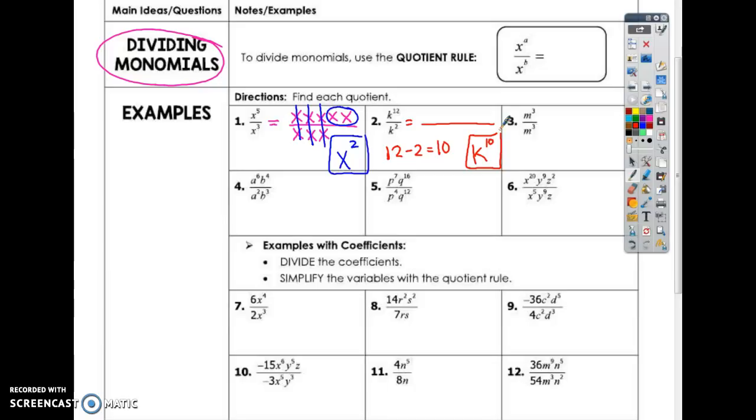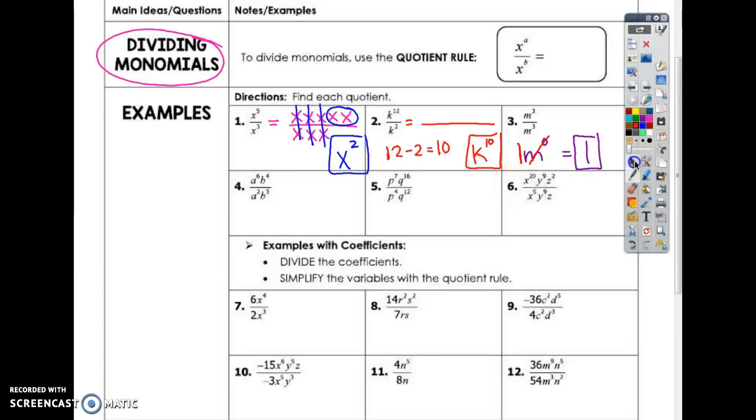And then number 3. How many m's do I have on top? 3. How many m's do I have on bottom? 3. If I subtract them, how many m's do I have left over? So that's m to the 0 power, which equals 1. Just 1, no m's. There's nothing left over, right? But there's an imaginary 1 in the front. Did y'all forget about that? There's an imaginary number in the front, 1 m to the 0 power. So when the m to the 0 power cancels, it leaves you just the 1.